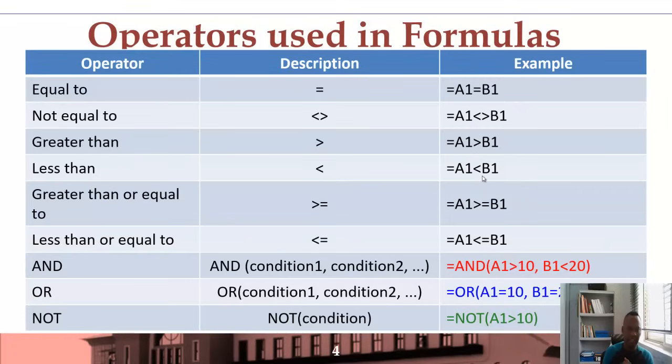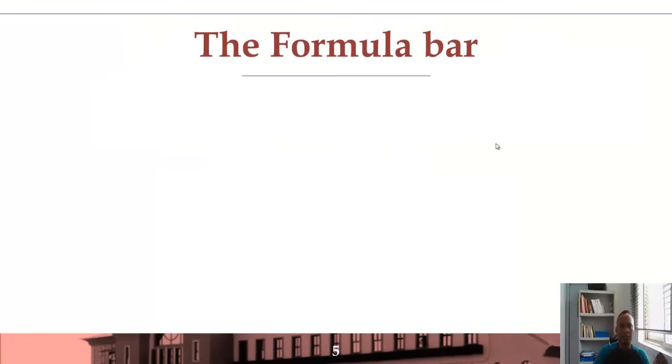In this instance, we also have the NOT operator. NOT is a negation operator. That is, we are interested in the opposite of the condition. Take a look at that example. We have A1 greater than 10. And when we say NOT A1 greater than 10, that means we are interested in the opposite of that condition. That is, A1 should be less than 10. So these are different operators we can use anytime we want to generate formulas.